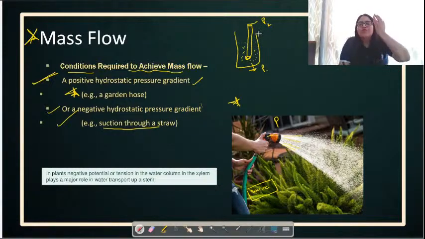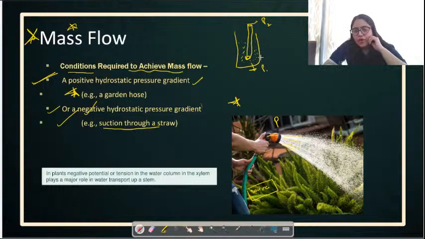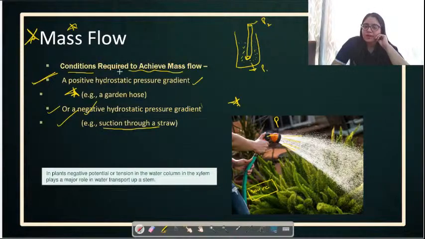What happens when you actually put the straw in your mouth and try to suck, the liquid rises up. So this movement, this bulk flow or mass flow of the cold drink or juice in a straw is because of the negative hydrostatic pressure. I hope this much is clear to all of you, that these are the two important conditions because of which mass flow can be achieved, either due to positive hydrostatic pressure gradient or a negative hydrostatic pressure gradient.